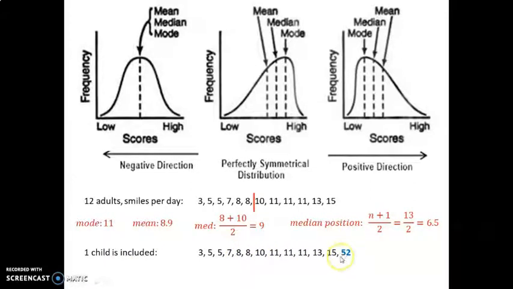They don't have all the worries of adults. So this child smiles 52 times per day, way higher than all these adults. So look at that. Now this is an outlier in this data set. Let's see how it affects the mode, mean, and median.